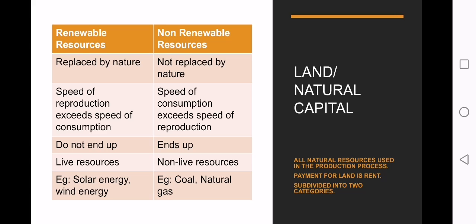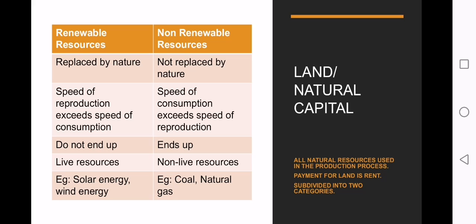And the speed of reproduction exceeds the speed of consumption. We have solar panels and all that, so we are using solar energy. However, there's more solar energy than what we use, and it won't end up. We can't drain all the solar energy. And these are live resources. In the question they can ask you to give some features about live resources, and then don't write something else. It's renewable resources.